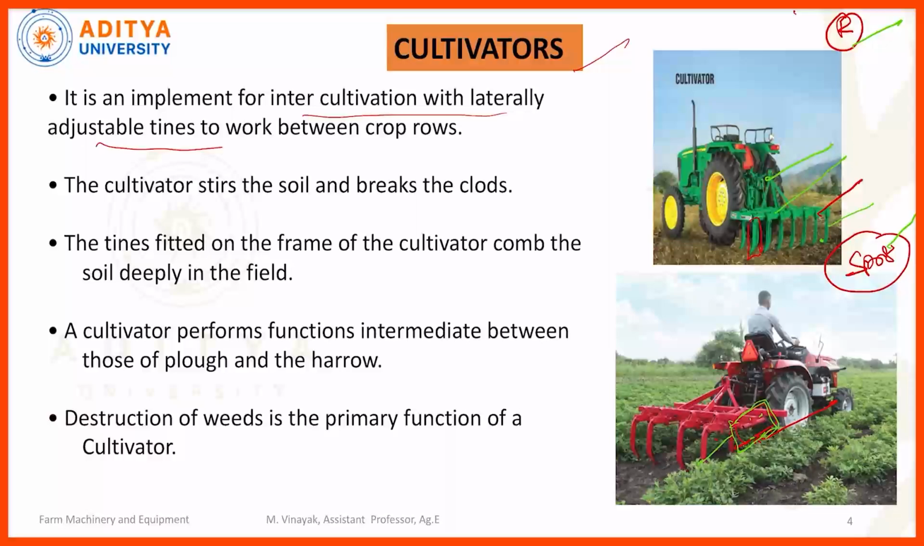In place of springs, coming to the rigid tine, there is no spring provided. These are the two types of cultivators.